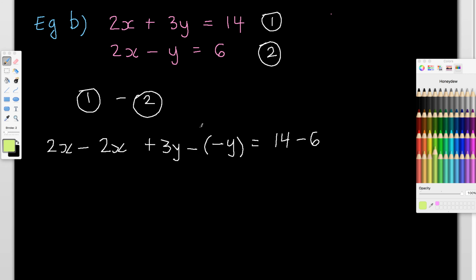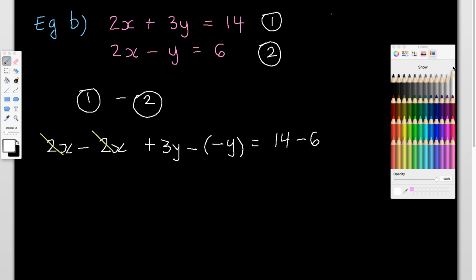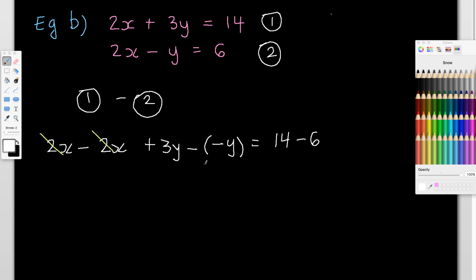Now again, this is why I subtracted, because now this term is eliminated. Once you eliminate a term, you're left with just one pronumeral, and then you can solve it. So here we've got 3y minus negative, so plus y. 3y plus y is 4y equals 14 minus 6, 8. So then, of course, y equals 8 on 4, which is 2.